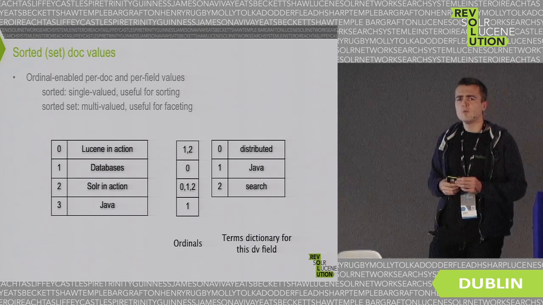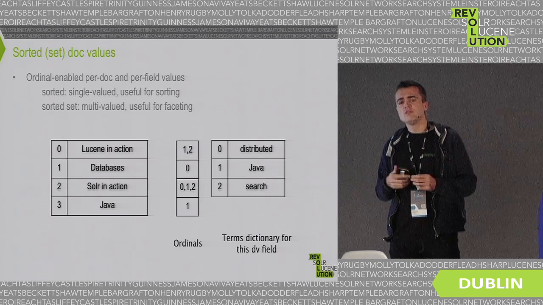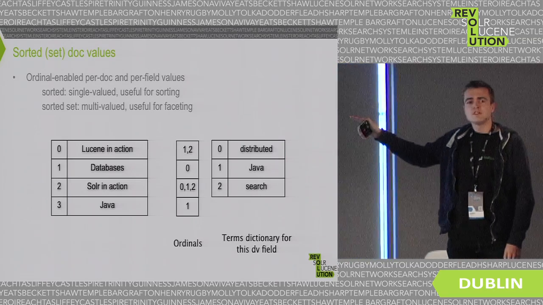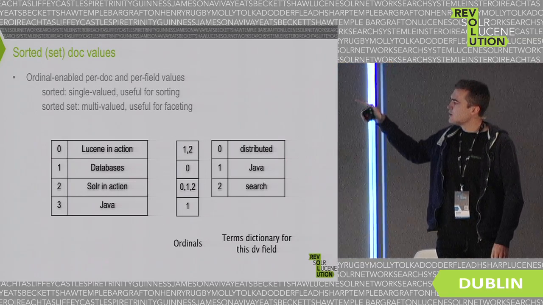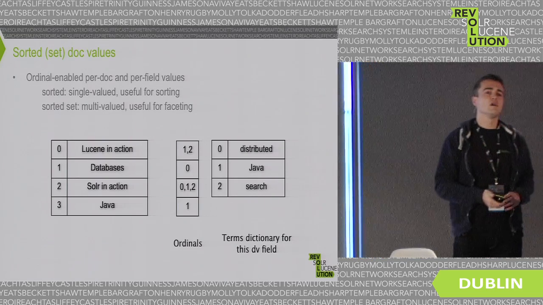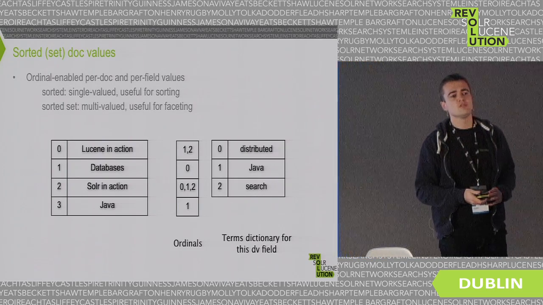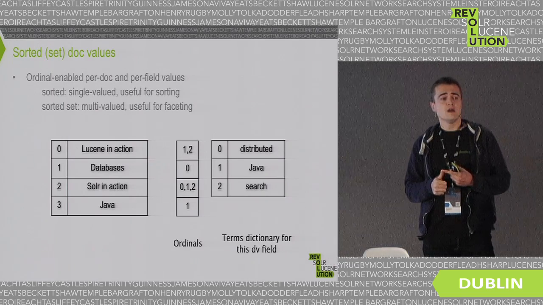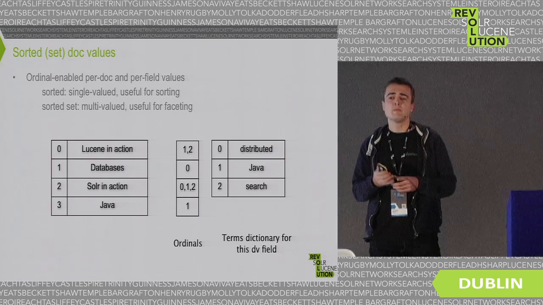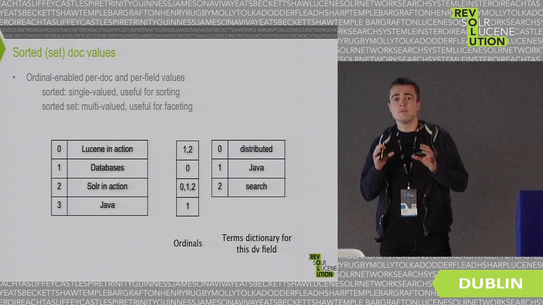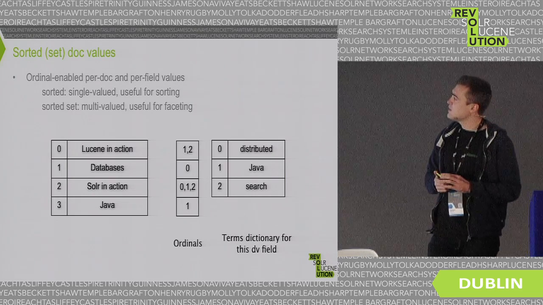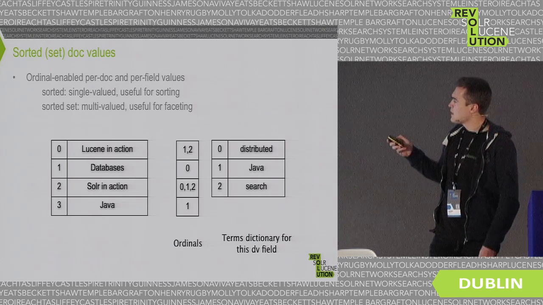So what is it useful for? Oh, sorry, I didn't mention: sorted doc values are exactly like sorted set doc values, except that you can only have a single term associated with a document. Sorted doc values are useful for sorting. This is what will allow you to compare ordinals, which are numbers, instead of byte arrays or strings. And sorted set doc values are used for faceting.